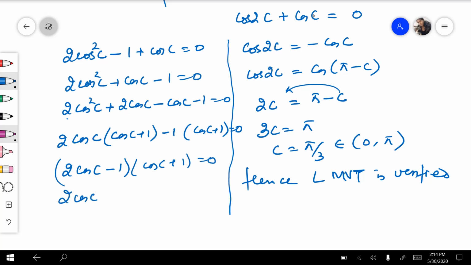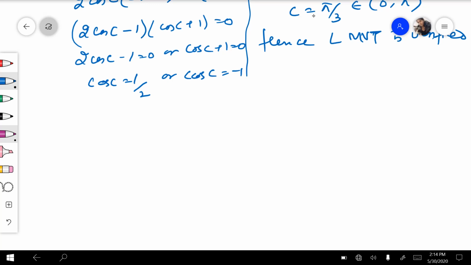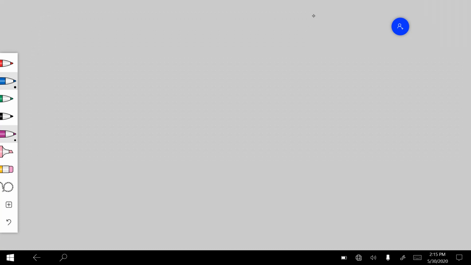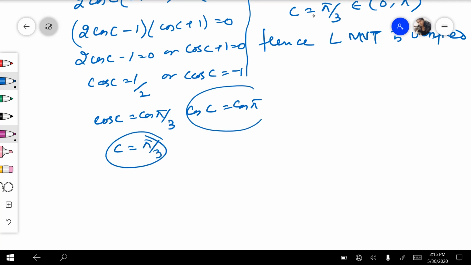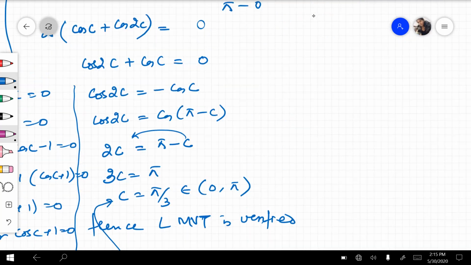तो यहाँ से 2 cos c minus 1 equals to 0, cos c plus 1 equals to 0, cos c का वैल्यू 1 by 2, और यहाँ से cos c का वैल्यू minus 1, cos c का वैल्यू 1 by 2 कब रहता है, 60 डिग्री पे, दिस इज cos of pi by 3, और cos c का वैल्यू minus 1 कब रहता है, cos of pi पे, तो c का वैल्यू क्या होगा, pi by 3, और ये वैल्यू हम रिजेक्ट करें बिकॉज इट इज नॉट बिटवीन 0 एंड pi, तो यू विल गेट द सेम आंसर. दैट इज योर चॉइस कि आप किस मेथड से करना चाहते हो. चलिए अगला क्वेश्चन करते हैं.